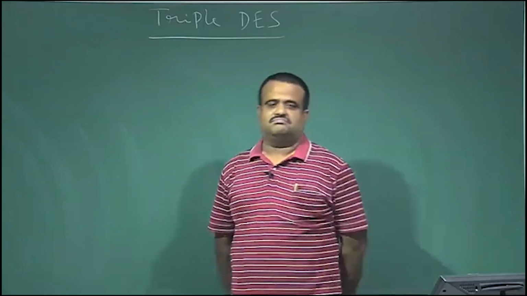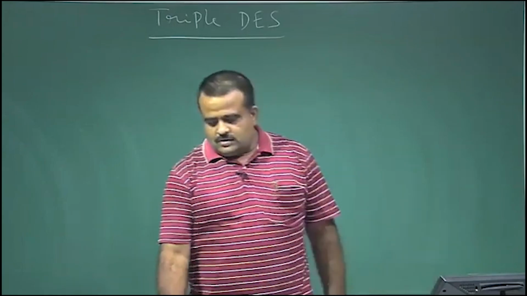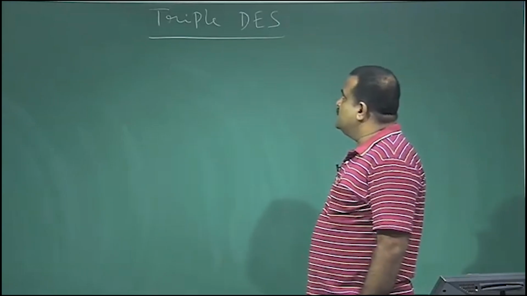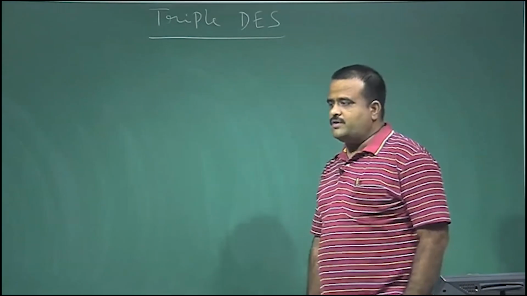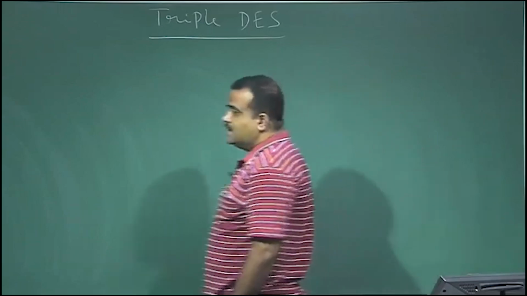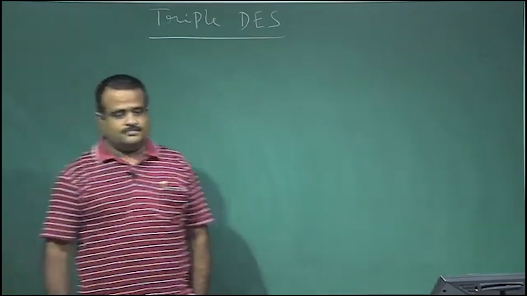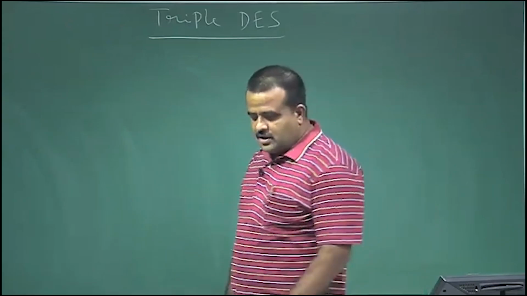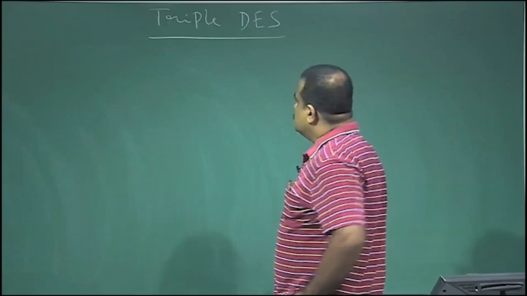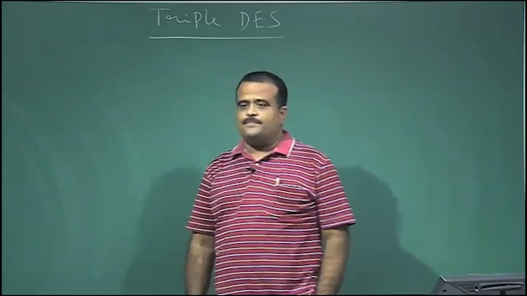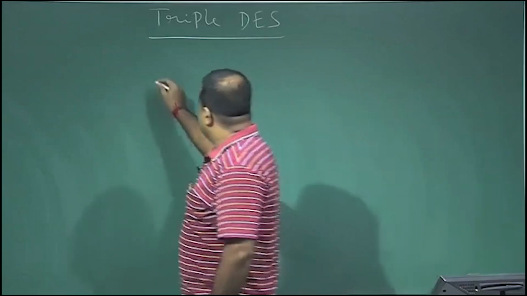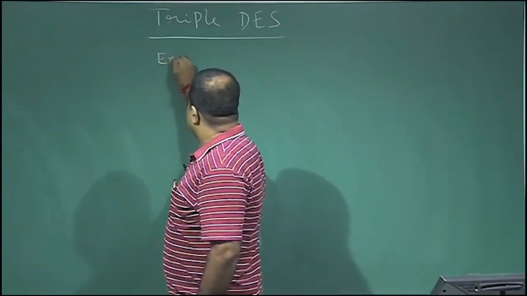So people thought at that time, instead of building a new block cipher, why don't we try to use DES and have a new block cipher which could be better than DES. This is called triple DES. Basically the idea is we will use DES 3 times. So this is the triple DES encryption.